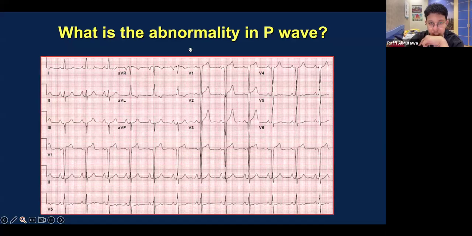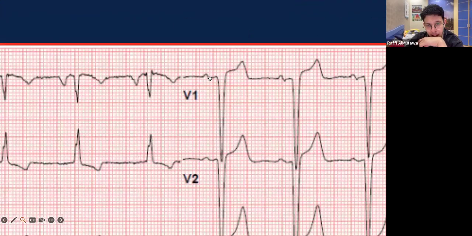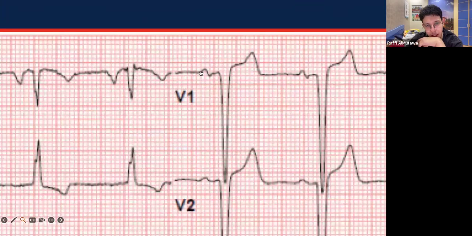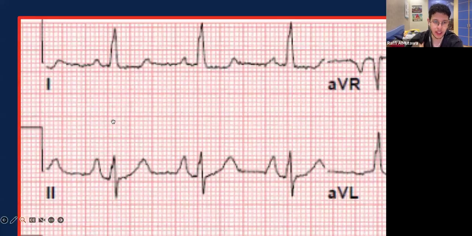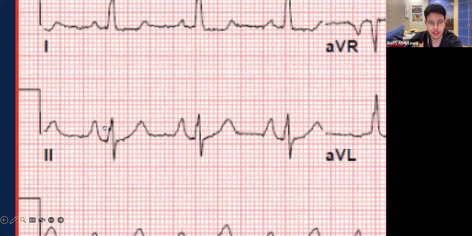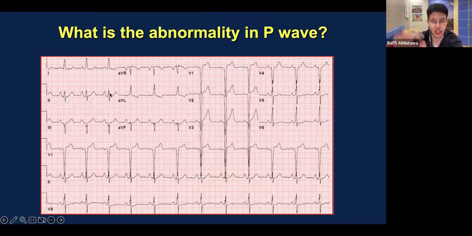V1 does look somewhat normal, but if you take a closer look, you see it's not. It's a peak and a scoop. But as long as you see this in limb lead 2, this is an indication, and you have what condition? Right atrial enlargement. Like someone said, right ventricular hypertrophy.